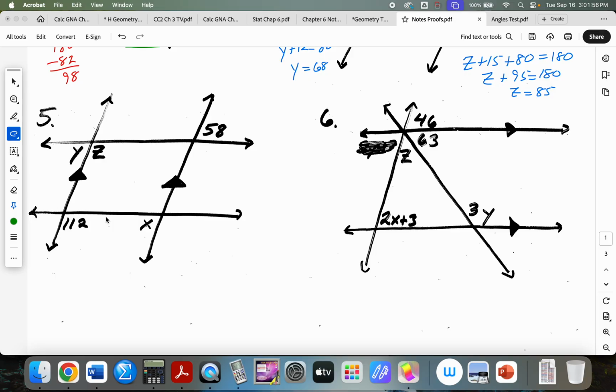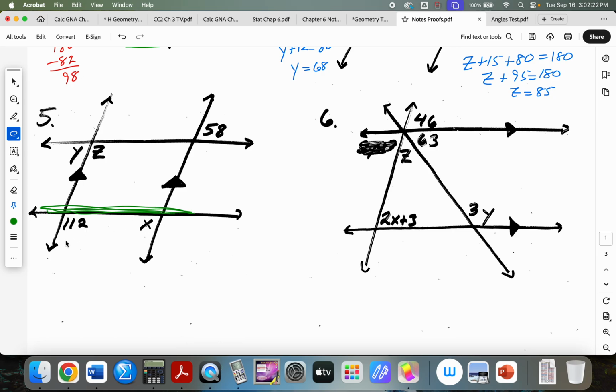But let's go this way. What kind of angles are the x and the 112? Same side interior. Am I crossing parallel lines? Does that green line cross parallel lines or not? Yes. This should be a simple question, but I get a lot of wrong answers on it. Common sense isn't so common.